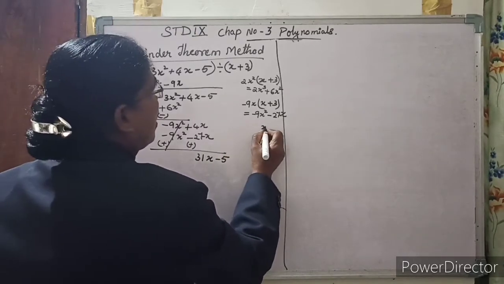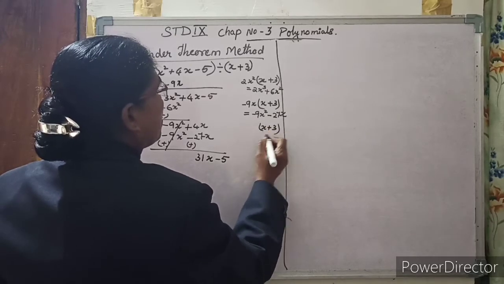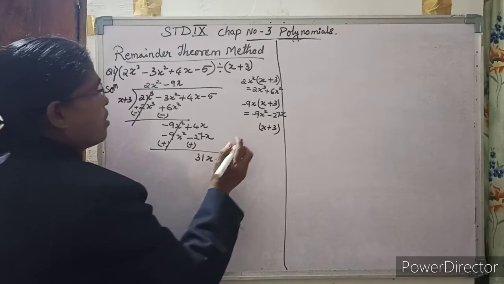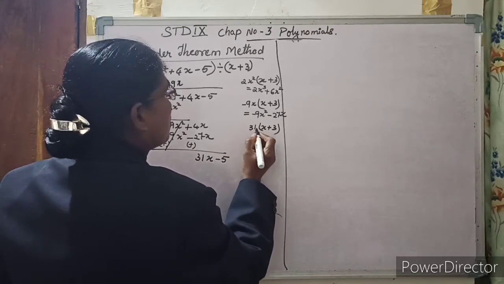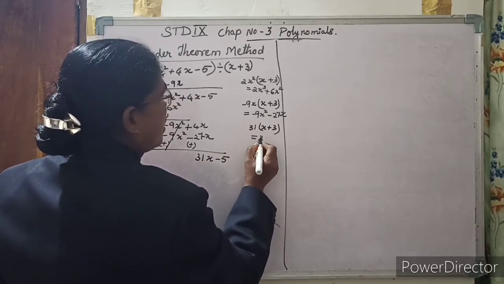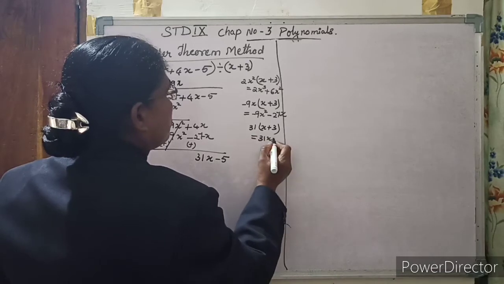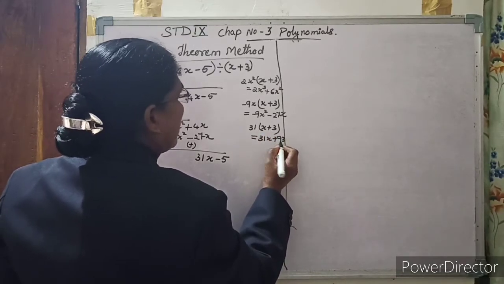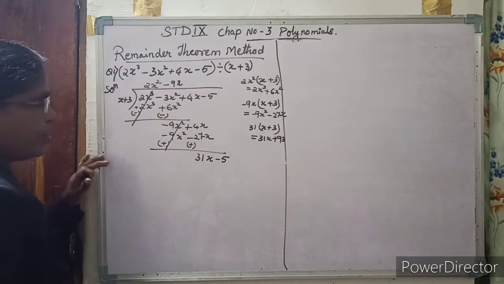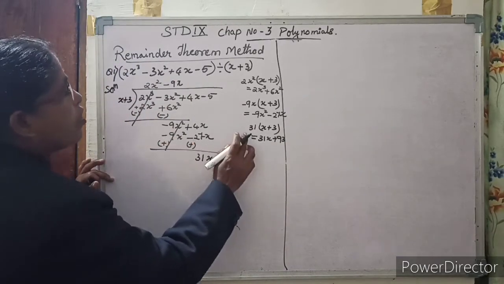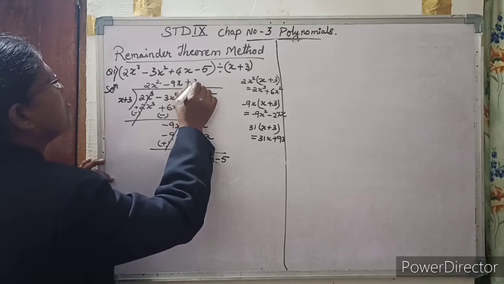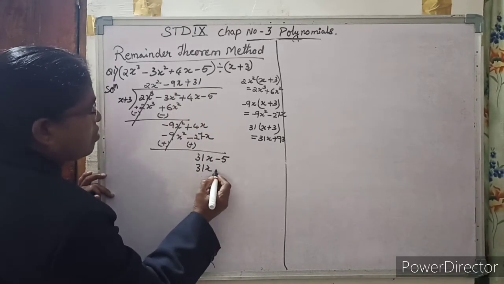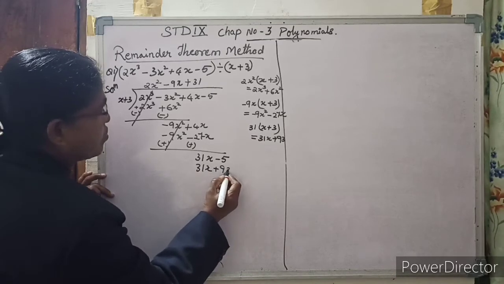Now take the divisor x plus 3. Multiply it with such a number that we should get 31x. So I will have to multiply this by 31. I get 31x here, plus into plus is plus, and this is 93. So therefore the quotient now has plus 31. After multiplying I get 31x plus 93.